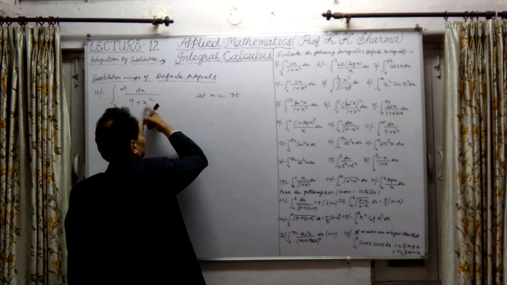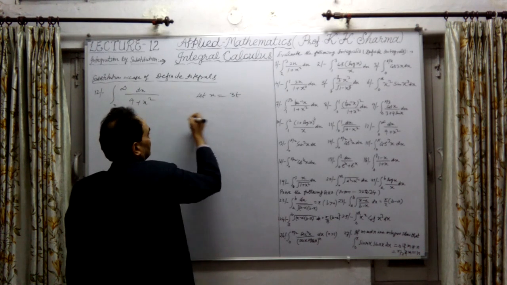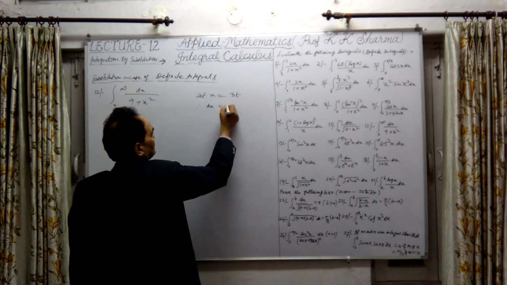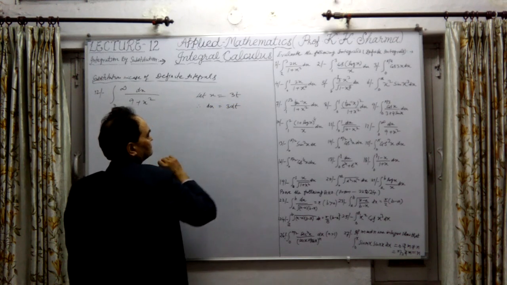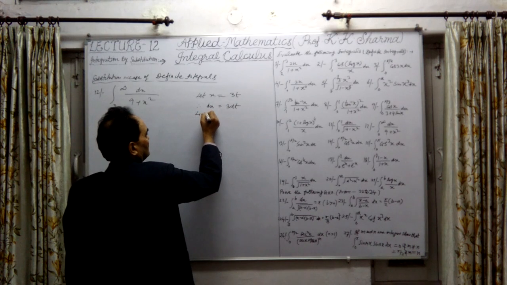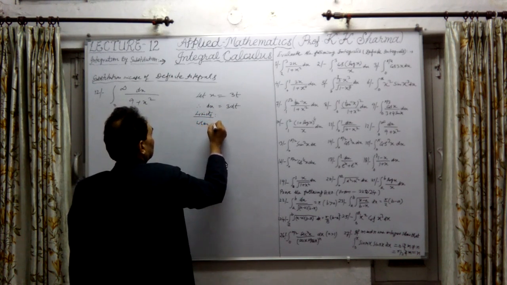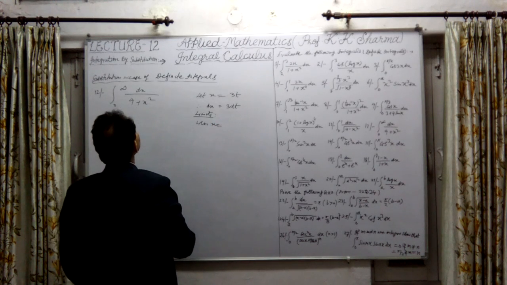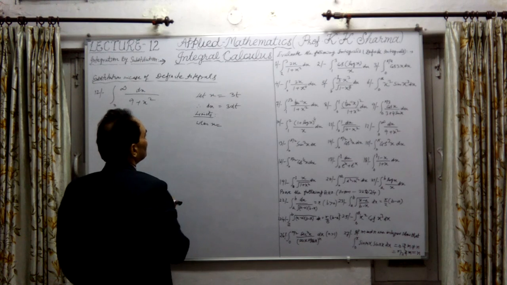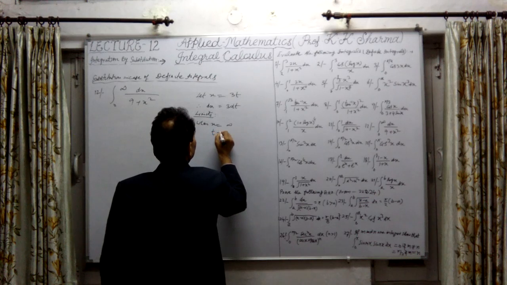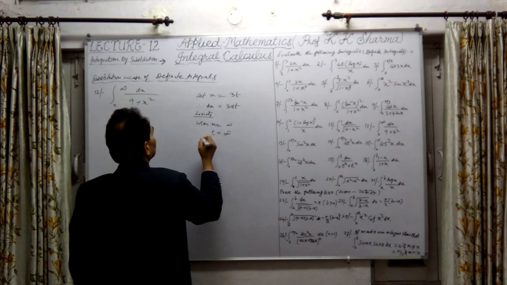Because 3t square means 9 square, 9 can be taken in common. So therefore dx equals 3 dt. Limits, what are the limits here? When x equals infinity, t is also infinity. When x equals 0, t is 0.